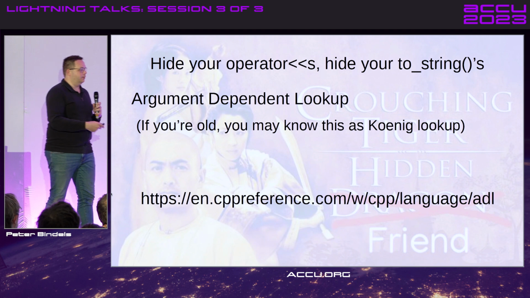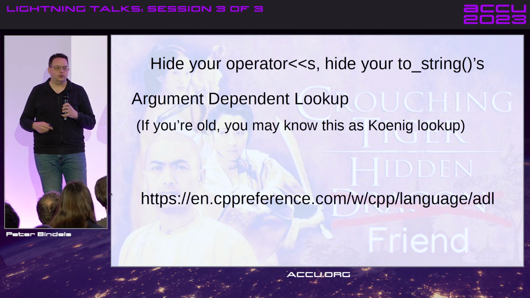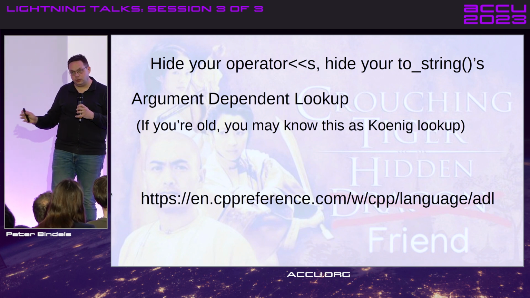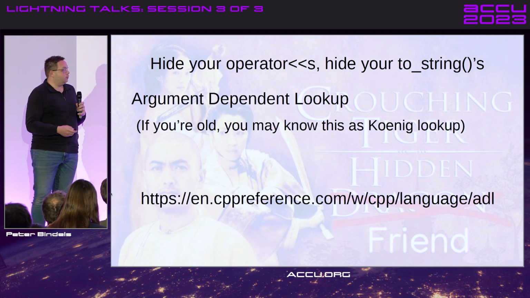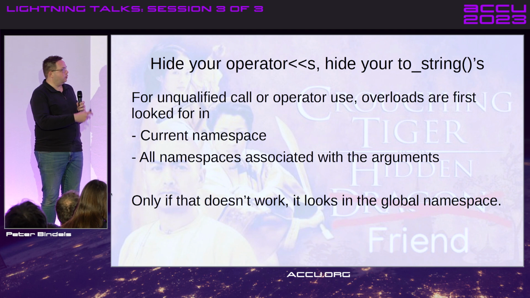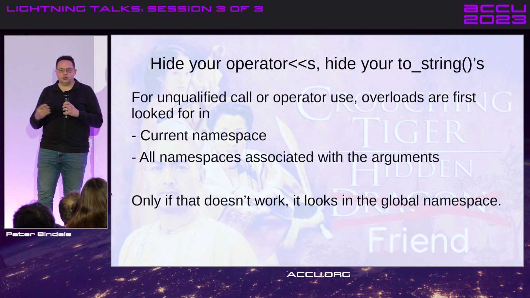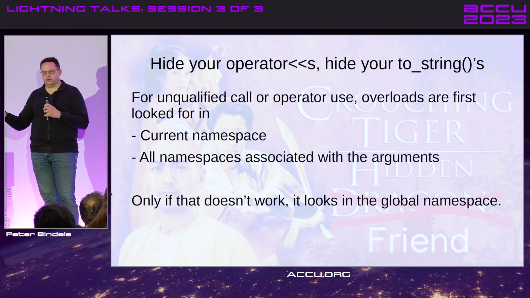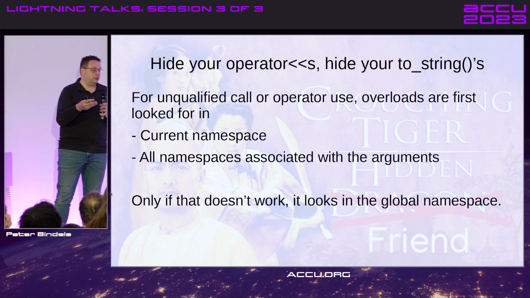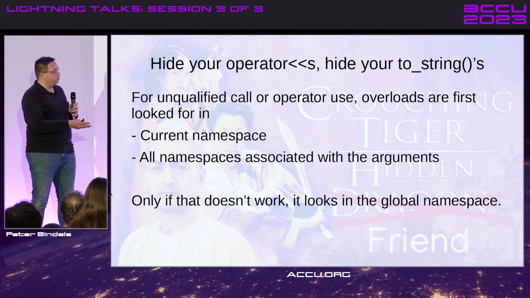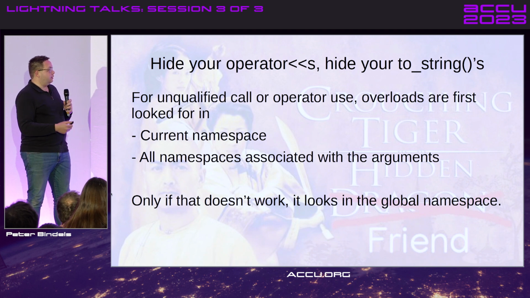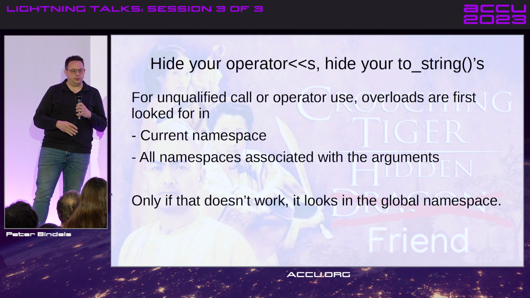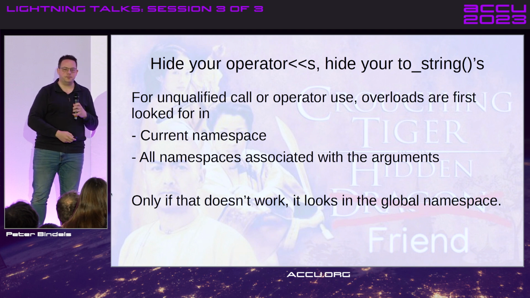So let's hide them. And we hide them with a thing called argument-dependent lookup. And if you're really old, you know this as Koenig lookup. The idea is we're going to use an argument, and the argument is in some kind of a namespace or a class. And your operator is only going to be found if it's going to be using one of those arguments. And if that doesn't work, it's going to look in the global namespace and find the entire mess again.